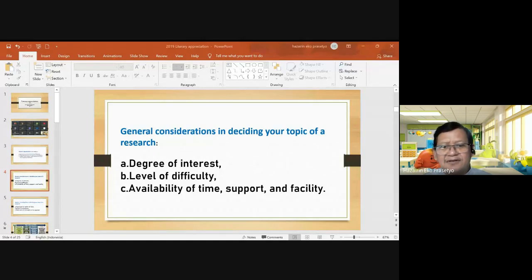Say, for example, every day you are accustomed to English language learning, okay? Because you are students of language, English language department. You're familiar with everything about English language teaching and learning. And suddenly you want to do research in, say, for example, practical technology.